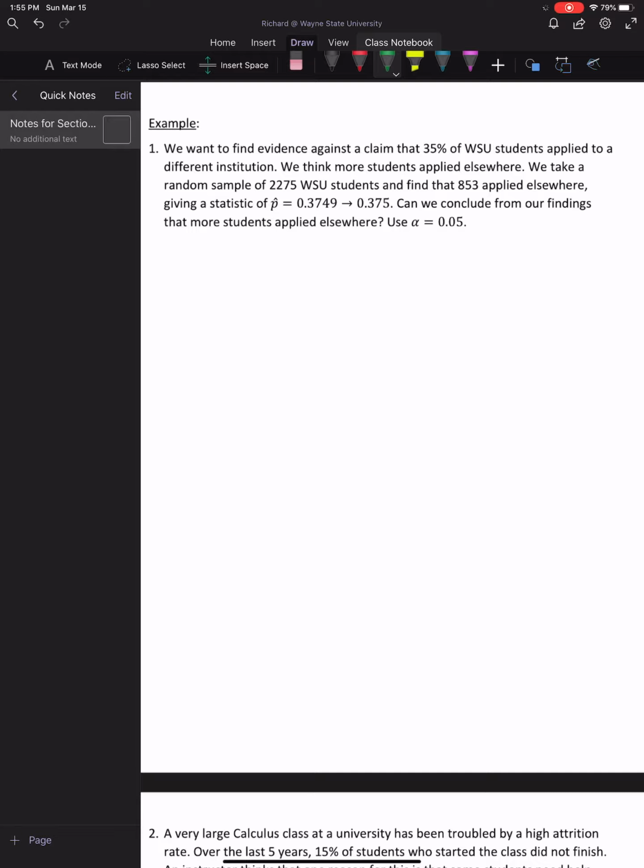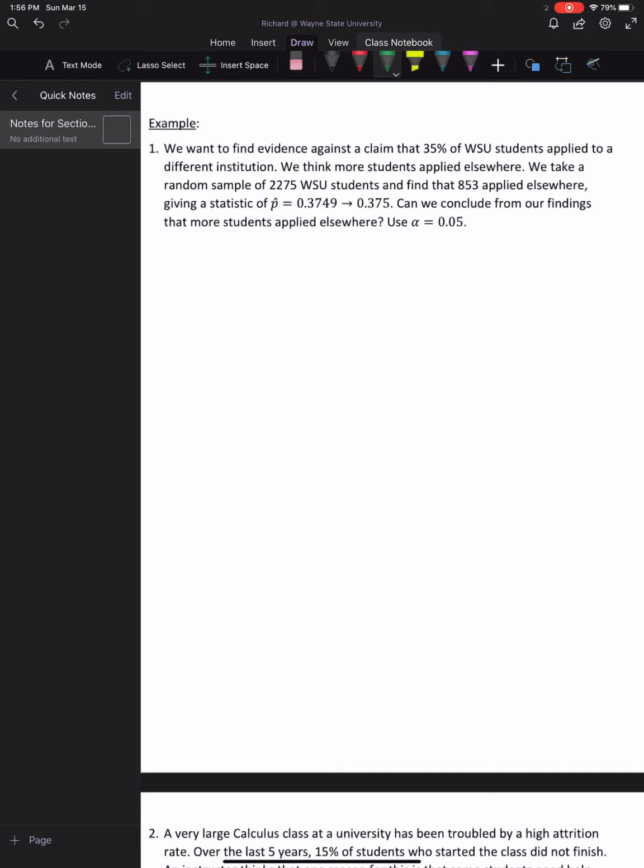Okay, in this example, it says we want to find evidence against the claim that 35% of Wayne State students applied to a different institution. We think more students applied elsewhere. We take a random sample of 2,275 Wayne State students and find that 853 applied elsewhere. So giving us a statistic of p hat is 0.3749, which we round to 0.375. So can we conclude from our findings that more students applied elsewhere? We're going to use alpha is 0.05.